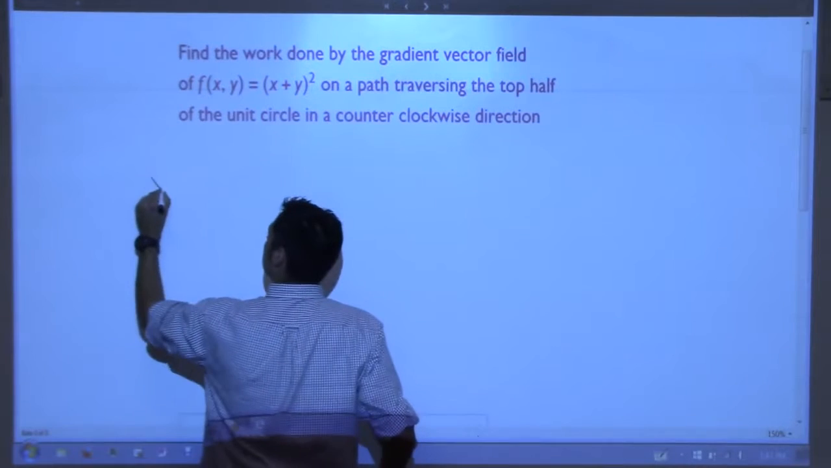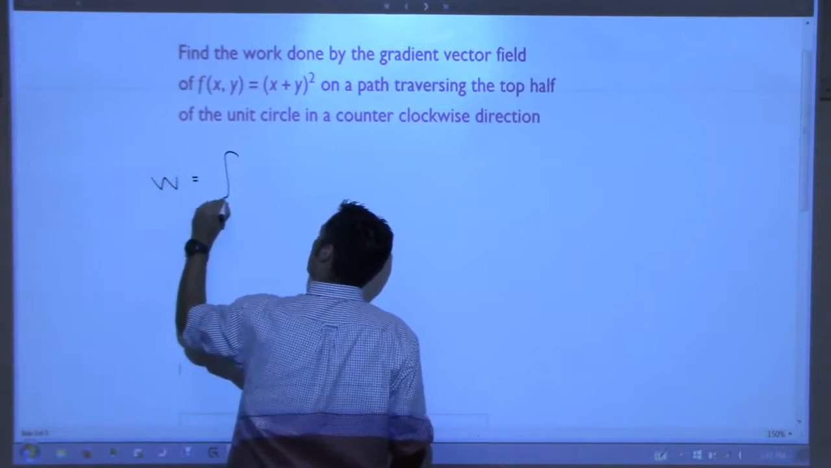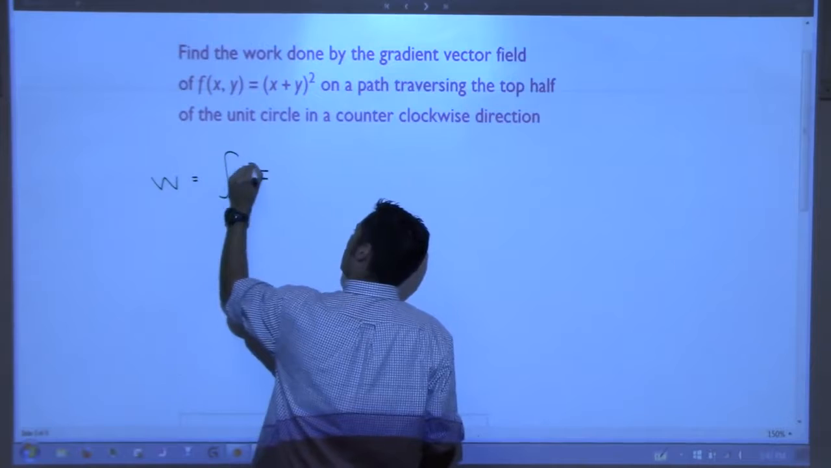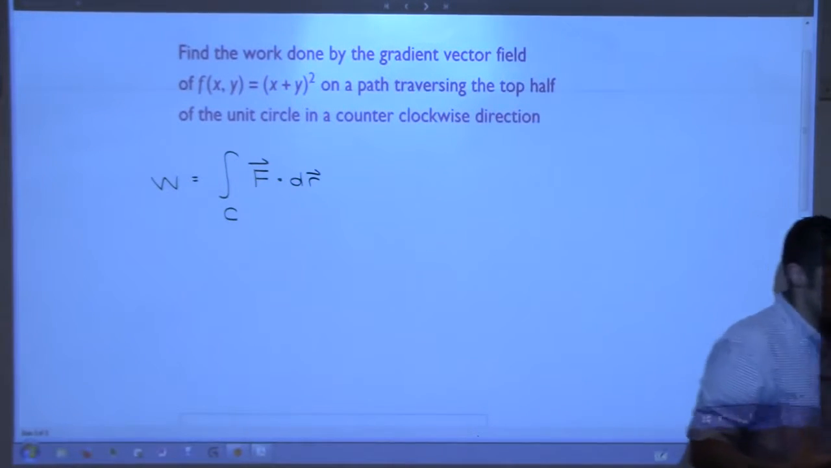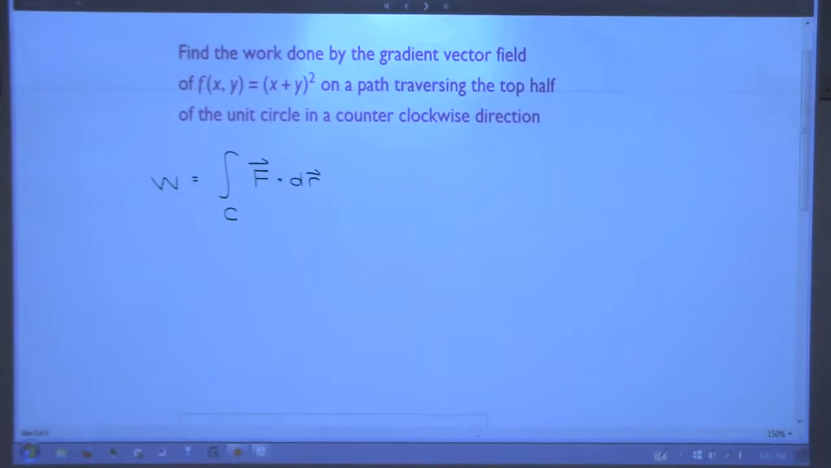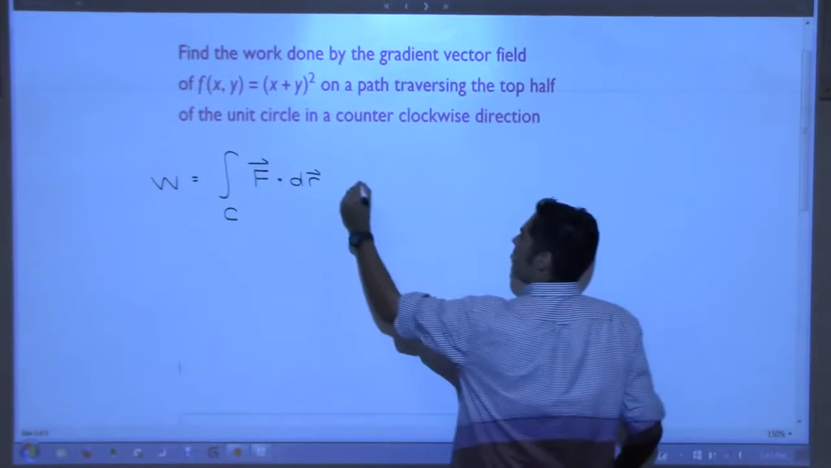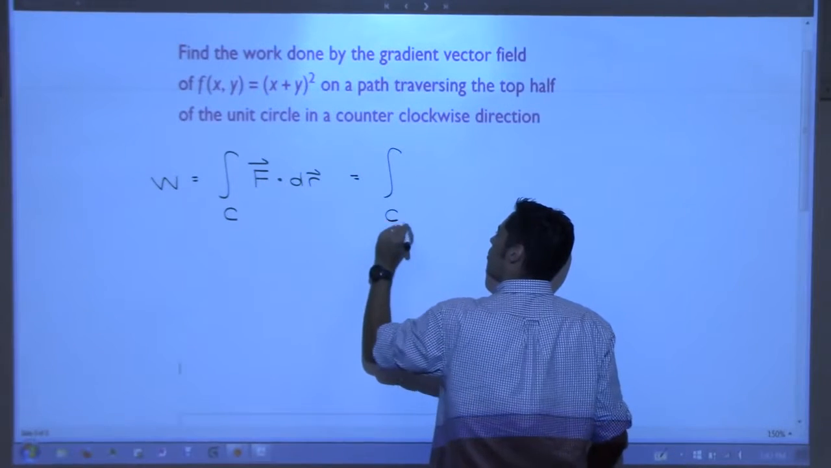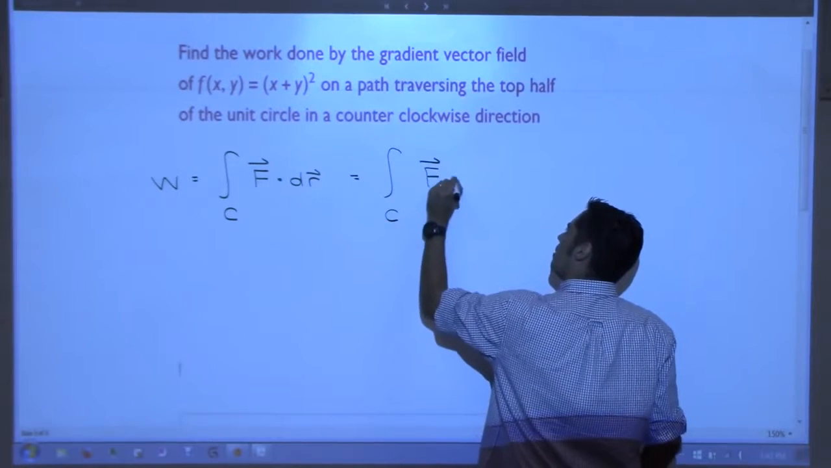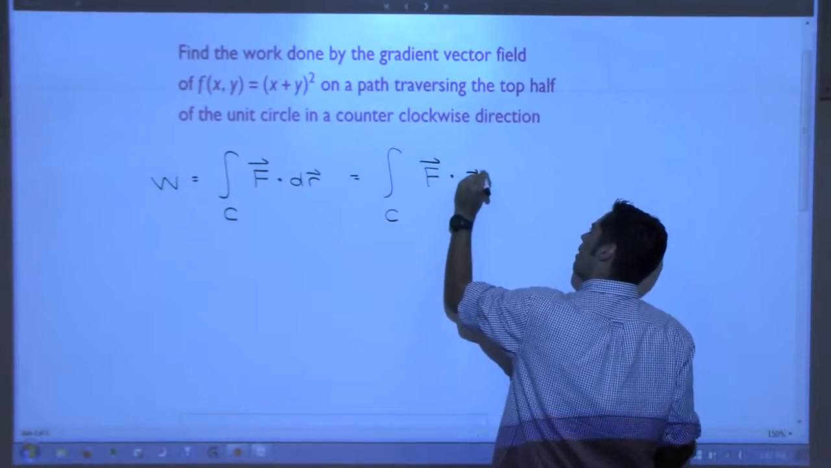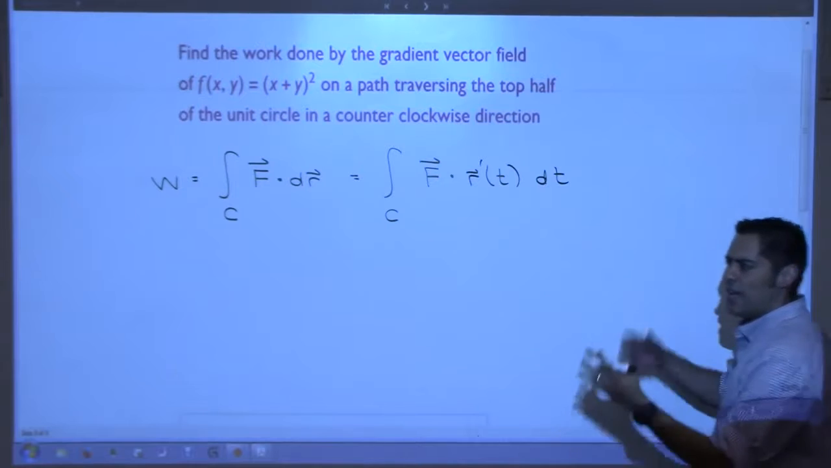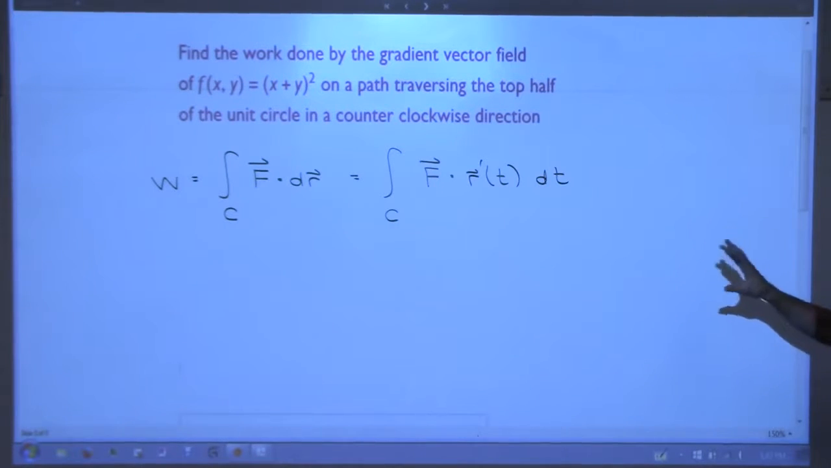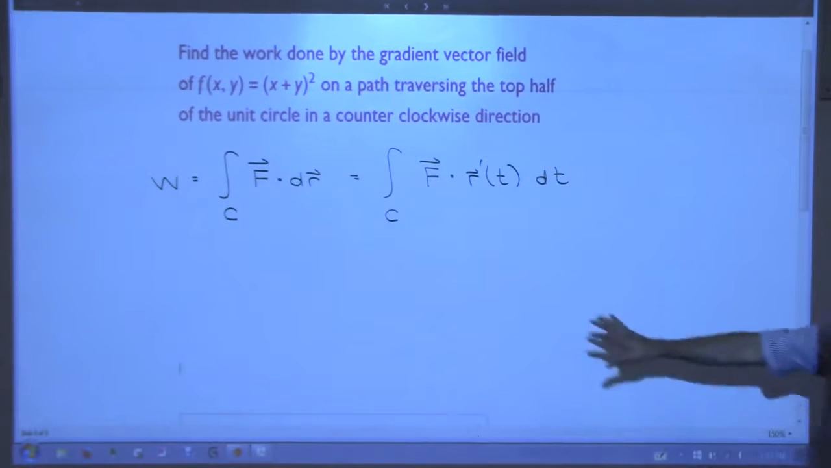Work is defined to be the line integral along C of my vector field dotted with dr. That I have to know to start the problem, right? Which is the line integral along C of F dotted with r prime of t dt. That was what we got after we converted the tangent thing over. This was just purely notation.